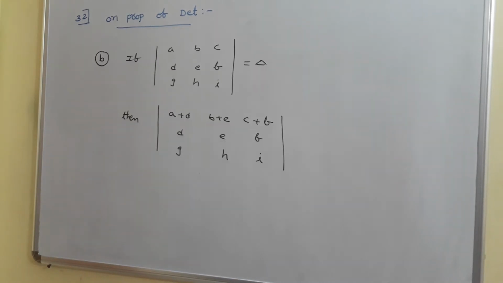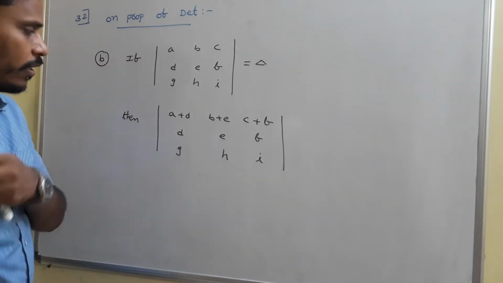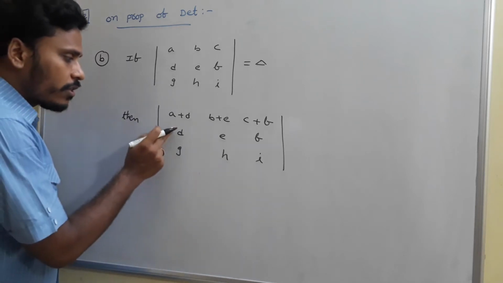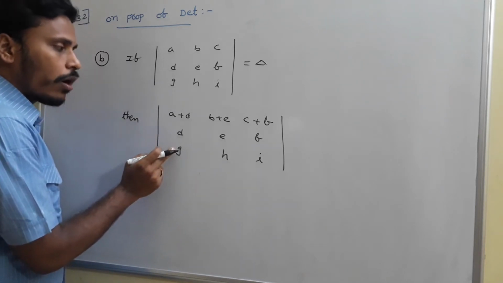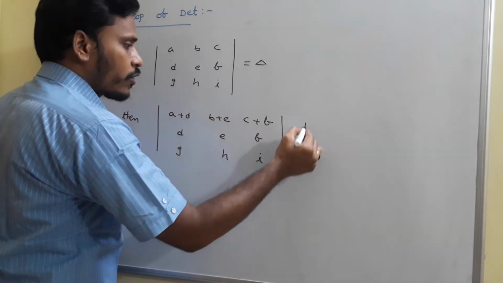So the determinant of the given matrix A, B, C, D, E, F, G, H, I is delta. Then we need to find its determinant. As we discussed in the properties of determinants, maybe the fifth property, since these two are based on the second row and third row, there is a chance to split this first row. So I have a chance to write it like this.